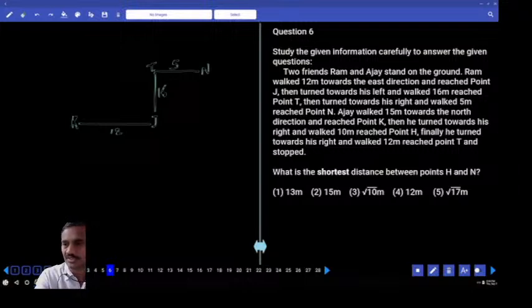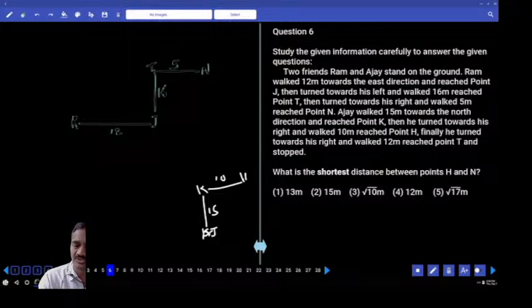And next one, Ajay walked 15 meters to the north from point K. From this point K, Ajay walks how many meters? 15 meters north and reached point K. Then he turned towards his right and walked 10 meters to reach H. And finally turned towards his right and 12 meters to reach T.